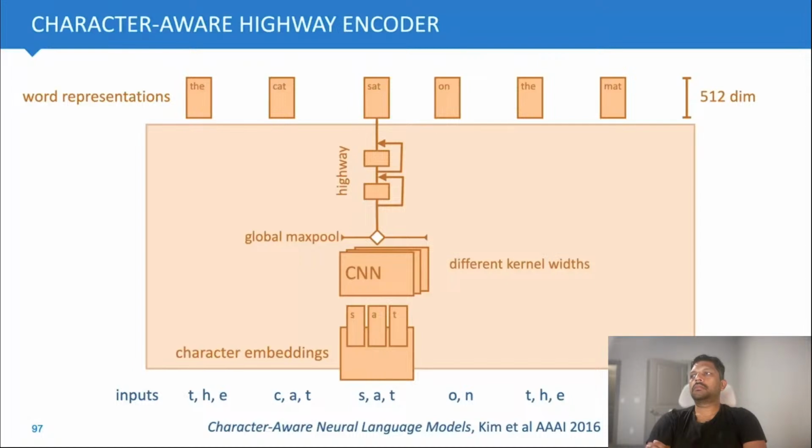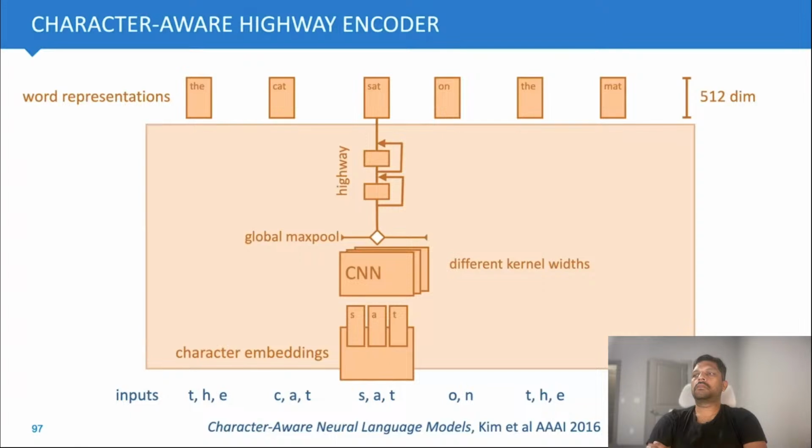The sequence of these embedding vectors representing one word is fed to a set of convolutional neural networks, each with a different kernel width. These are combined and max pooled over the time dimension, and this resulting representation of the word is fed through two linear layers, each with a highway connection, which is a bit like a residual connection but parameterized. And from this, we get a word representation.